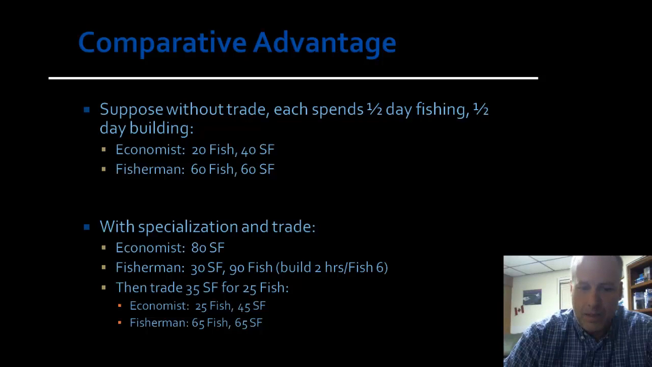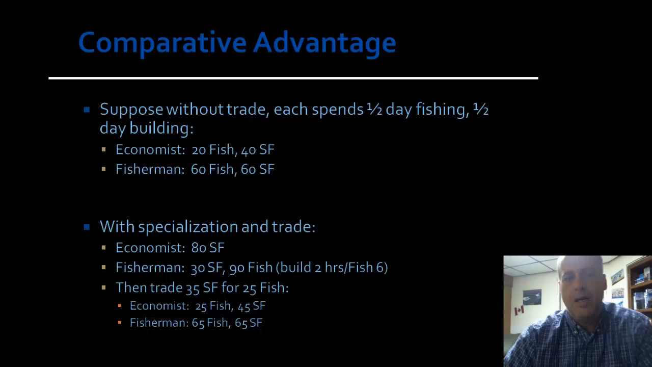Now we propose a trade where the economist sends 35 square feet to the fisherman in exchange for 25 fish. And we wind up with a situation where the economist has 25 fish, the ones they received in trade, and 45 square feet for the shelter, the 80 they built minus the 35 that they traded to the fisherman. The fisherman winds up with 65 fish and 65 square feet, which is better than the 60 fish that they had when he was working alone.